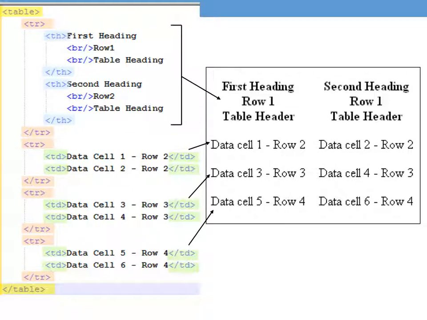Now what you're seeing on the screen in front of you is actually the code for that entire table. So if you look very, very closely, here we have row number 1.